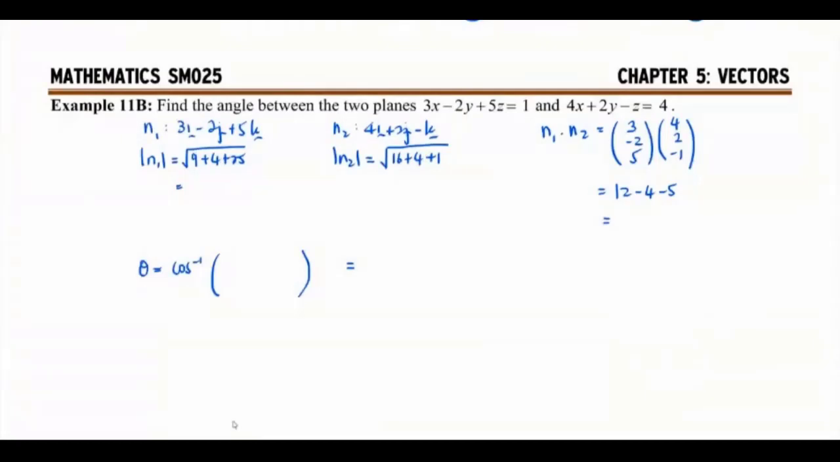Okay, magnitude N1 dapat berapa? Square root 38. Magnitude N2, square root 21. Okay, good. Dot product 3. So substitute into the formula, we have 3 over square root 38, square root 21, directly we have it. The angle will be 83.90.